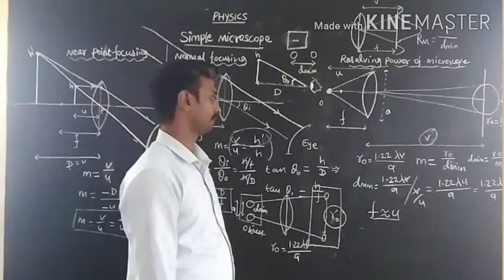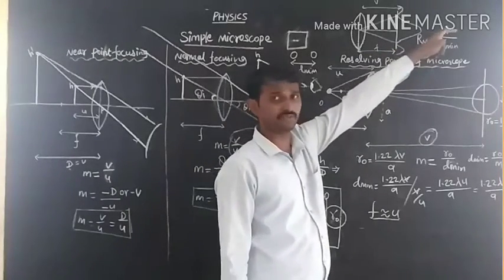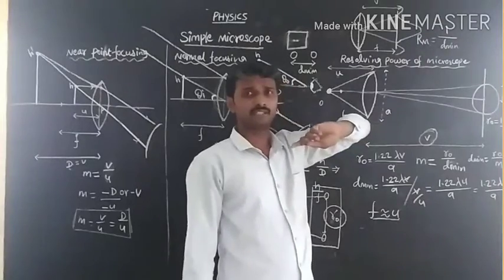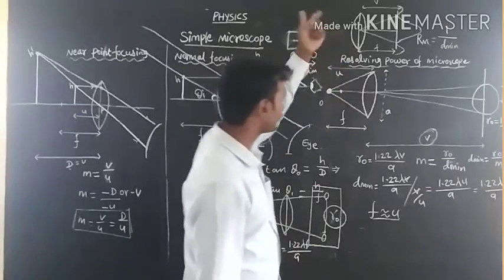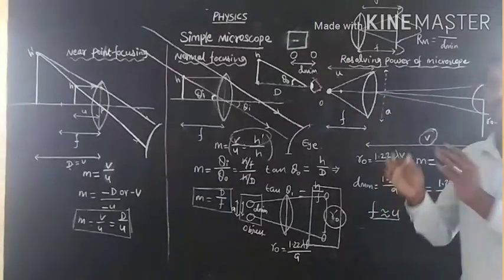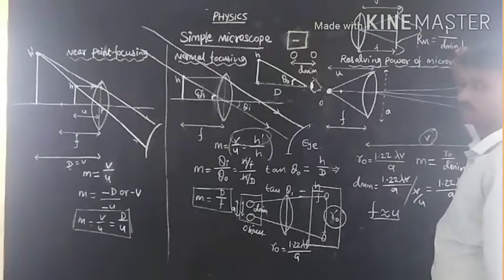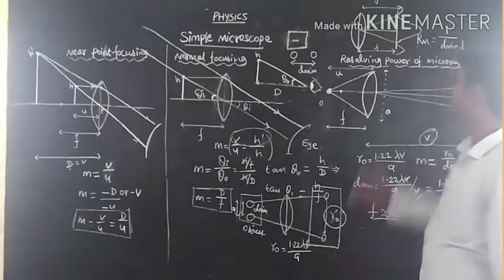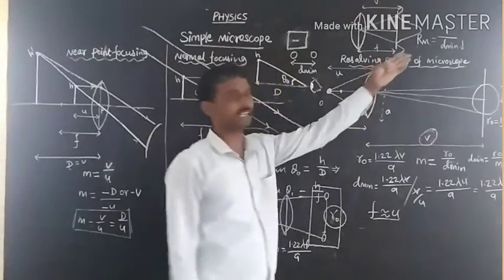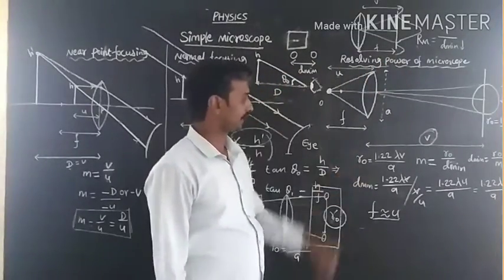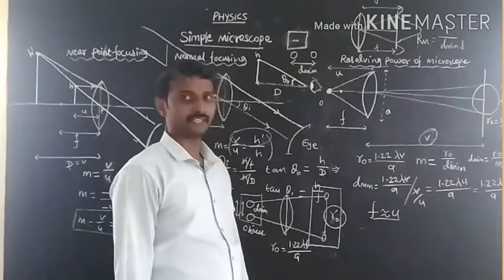And I already told that resolution of a microscope is inversely proportional to the minimum distance between any two points in an object. So I am going to further decrease d minimum in order to get the maximum resolution. How to decrease the value of d minimum? With the diagram, we get the result d minimum equal to 1.22 lambda f divided by a.